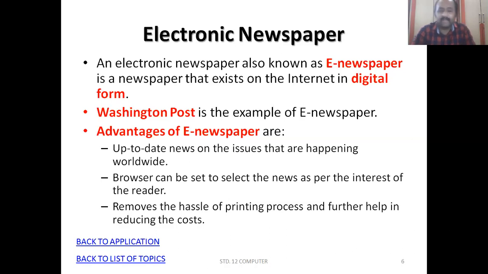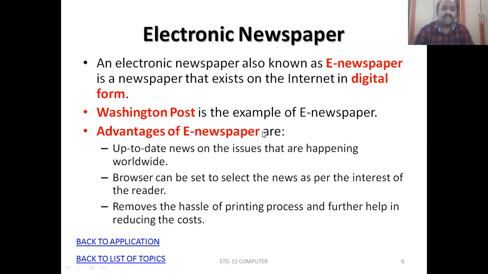What are the points for MCQ? First, an electronic newspaper is also known as dash e-newspaper. And second way of asking the same question, e-newspaper is a newspaper that exists on the internet in dash form, digital form. This example is given in your book. Washington Post is an example of e-newspaper. But we all know कि besides this example there are so many other examples possible. जैसे अगर हम locally बात करें तो even दिव्य भास्कर, गुजरात मित्र, संदेश, Times of India, these are also examples of e-newspaper. But this is an example that is given in your book.